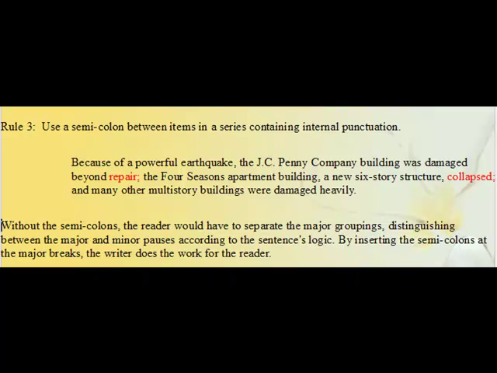Without the semicolons, the reader would have to separate the major groupings, distinguishing between the major and minor pauses according to the sentence's logic. By inserting the semicolons at the major breaks, the writer does the work for the reader, so you are making it much easier for the reader to understand your ideas.